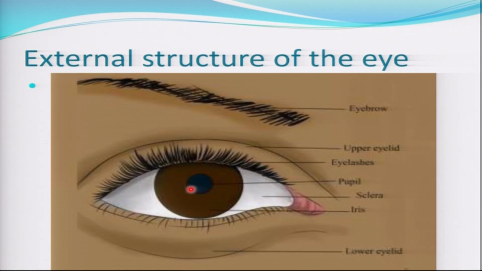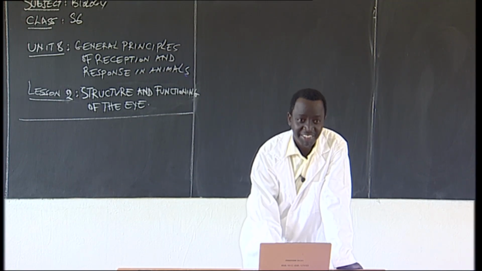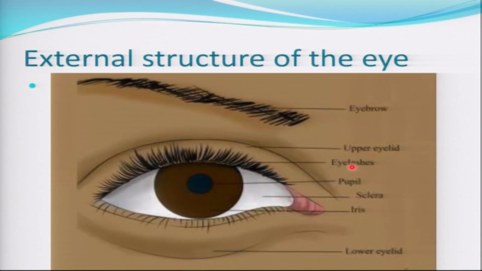Then down here, we have what we call the lower eyelid. We have the upper eyelid on this side. And those hairs are called eyelashes. This is the external structure of the human eye.